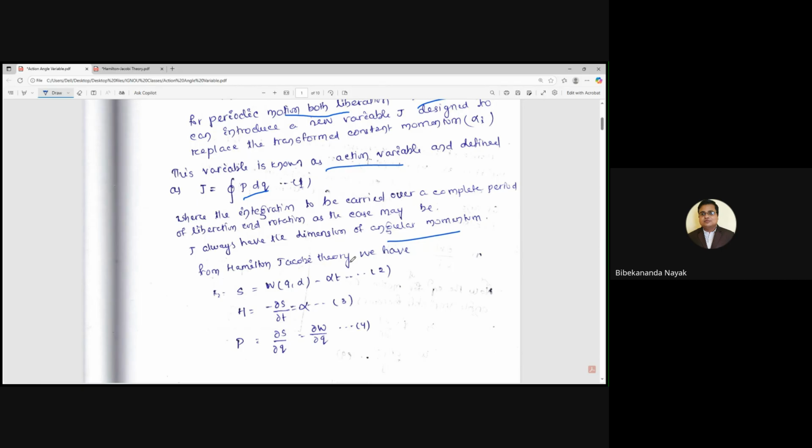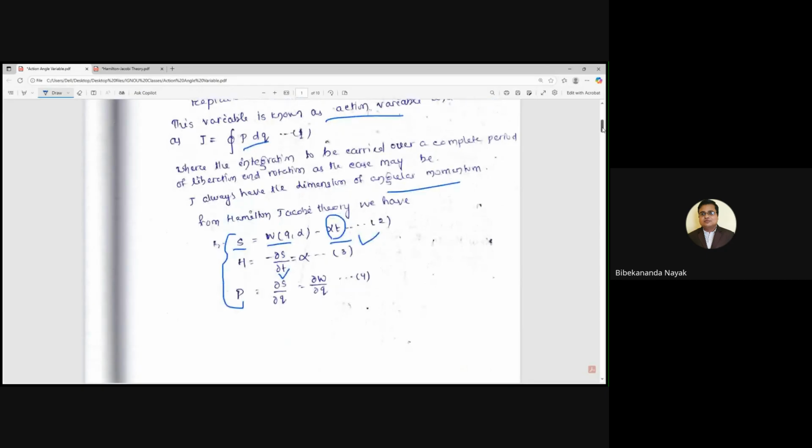Now from Hamilton-Jacobi theory, we have S is equal to W(Q, alpha) minus alpha t, and H is equal to minus del S by del t, which is equal to alpha. P is equal to del S by del Q. Here you can say del W by del Q, because here t is absent. You have to remember these three formulae for Hamilton-Jacobi theory. Now we use these formulae to get the action angle variable.